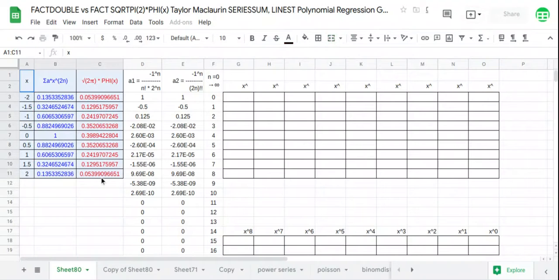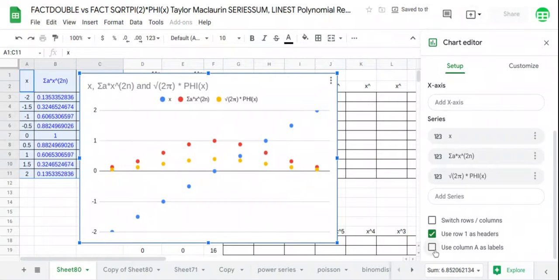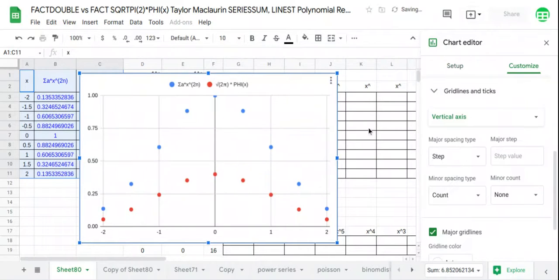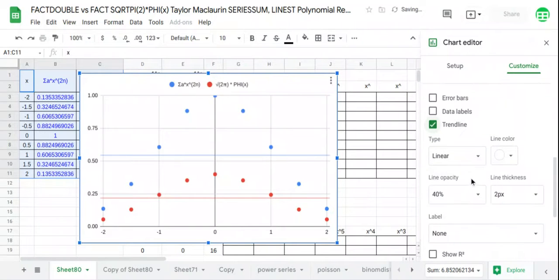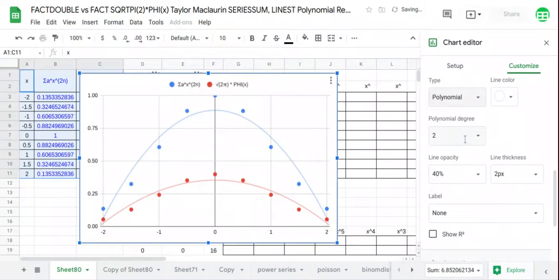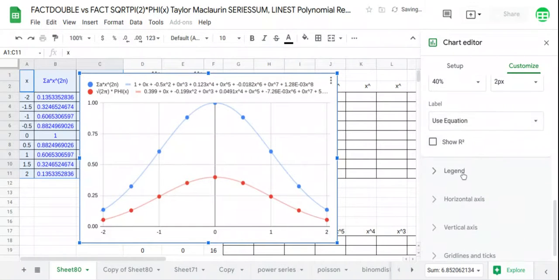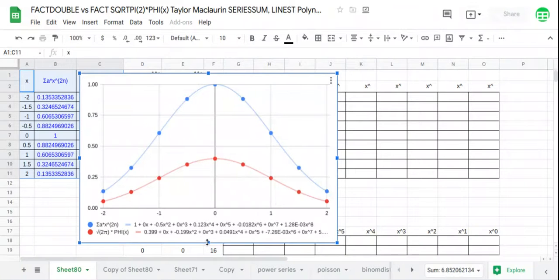And we chart this. Insert chart. And we use scatter chart. Use column A as label. We don't need a title because we're going to use the equation as a label. So customize series, trend line, show the trend line, polynomial to the 8th degree. And for the label, use the equation. For the legend, position at the bottom. So here's the trend line, polynomial to the 8th degree.